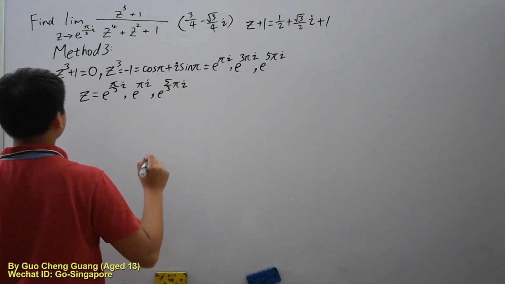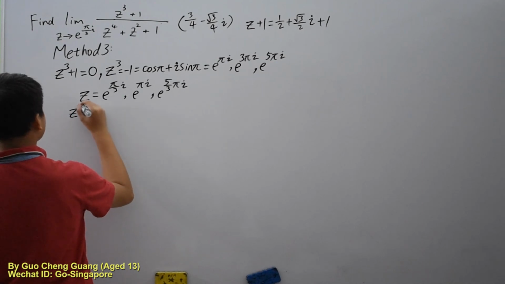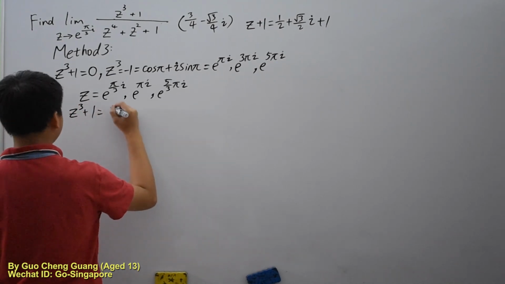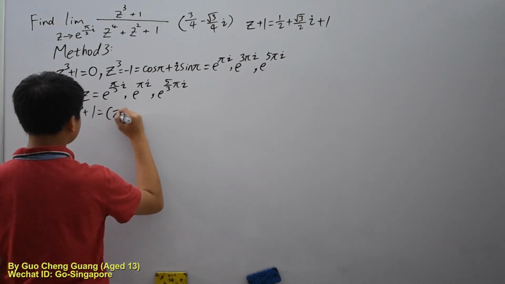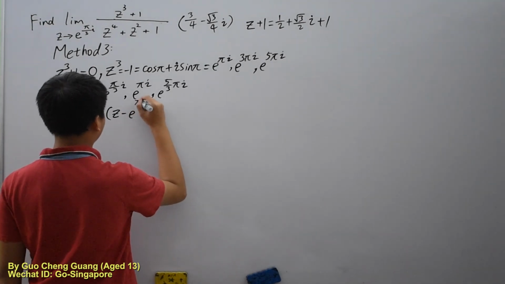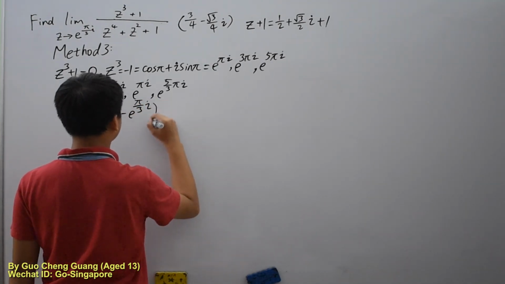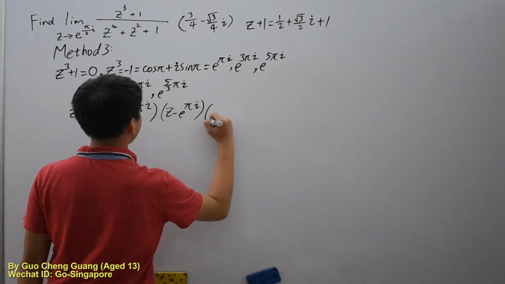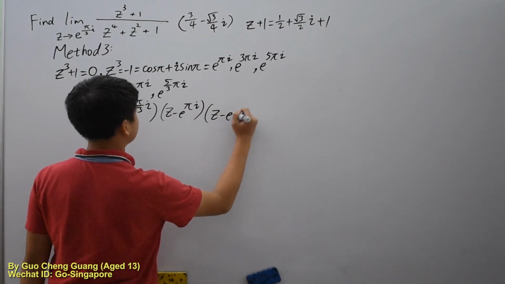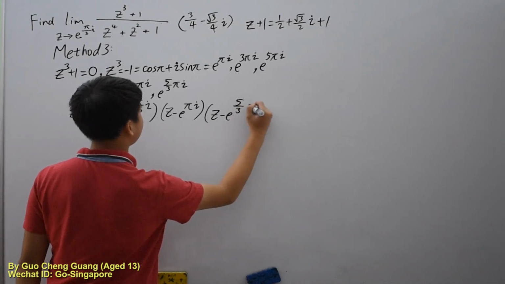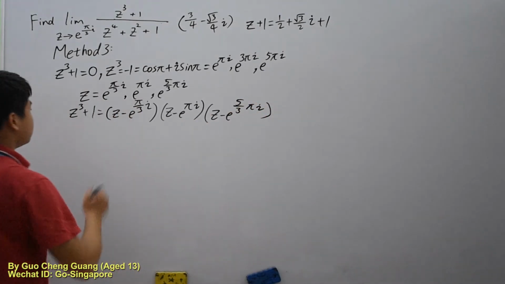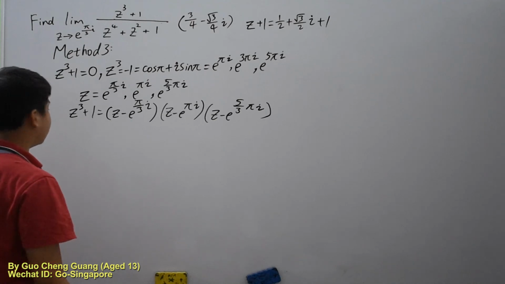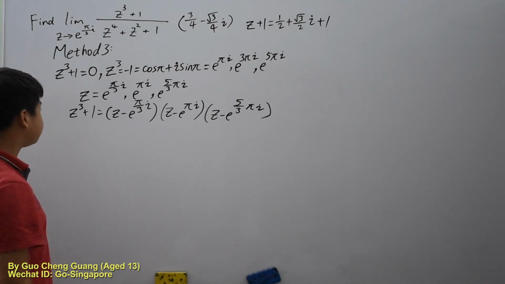And thus, z cubed plus 1 would be equal to z minus e to the power of pi over 3 i, z minus e to the power of pi i, and z minus e to the power of 5 over 3 pi i. So this is the part that you're going to get for z cubed plus 1.